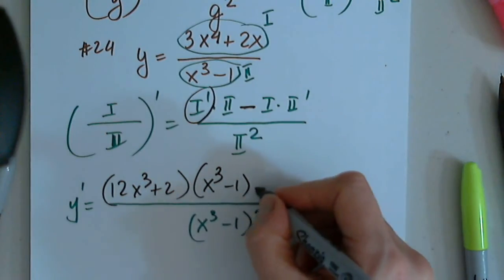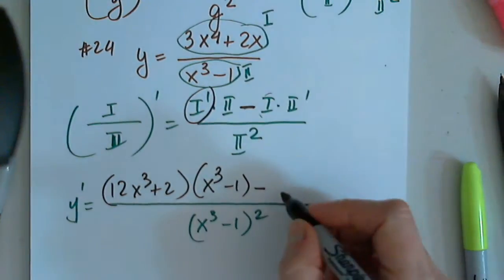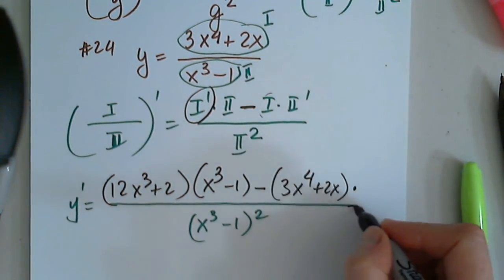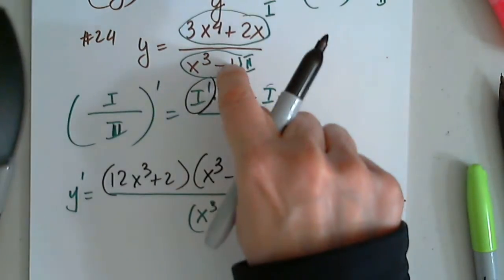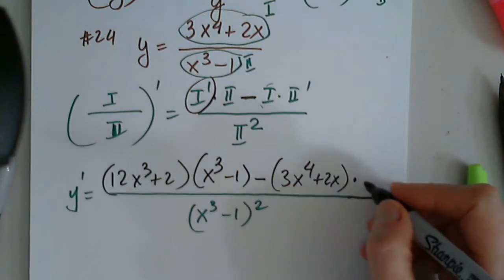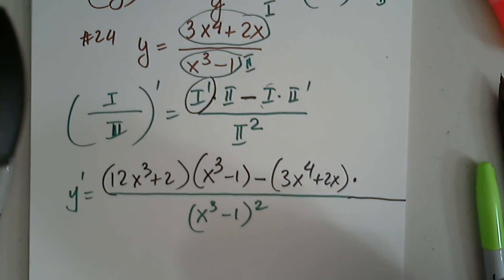I copy the negative symbol. Now I copy the top function, which is 3x to the fourth plus 2x. And now I reach the stage in which I have to differentiate the second function, which is the denominator. Can anyone give us this? Let's say Noor. Noor, can you give us the denominator prime?